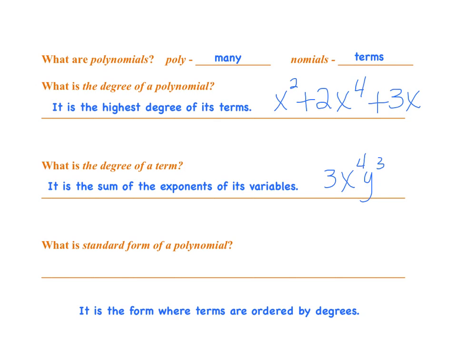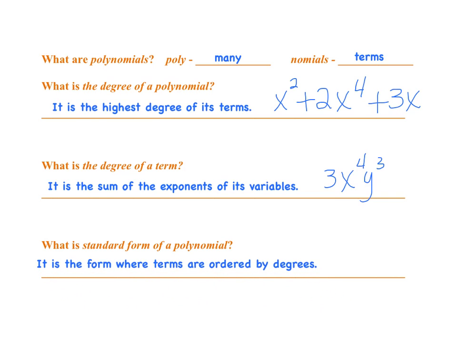Finally, we need to understand how to write a polynomial in standard form. Now, this is the form where the terms are ordered by degrees. So let's look at our example up here. I have this trinomial. It's a polynomial made up of 3 terms. That's why it's called a trinomial.